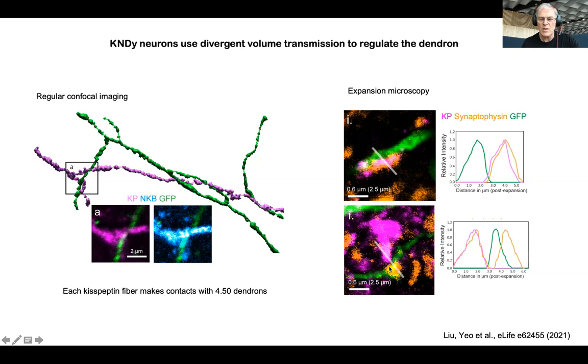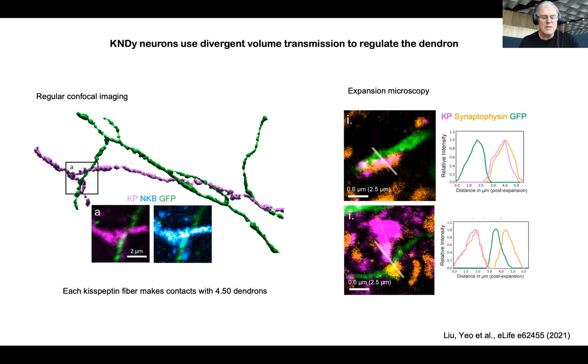Here's another example down here. Here is your kisspeptin fiber. There's actually some synaptophysin in there as well. Here's the dendron, and here's an unidentified terminal with synaptophysin just sitting on the other side of the dendron. So when you line scan that, here's the kisspeptin synaptophysin sitting there, no overlap onto the dendron. But here's this other synaptic terminal, which has a significant overlap. This would be representing a synapse.